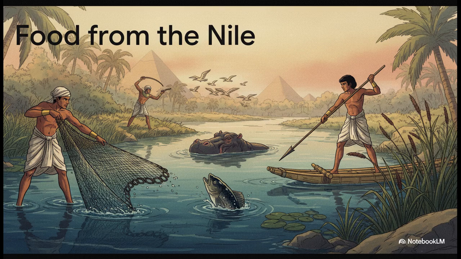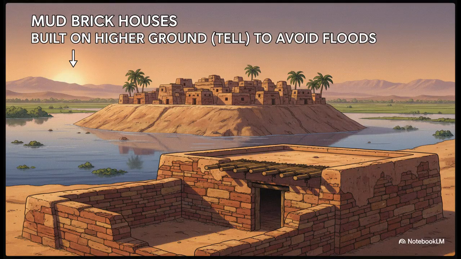Next up, question 15. What did the Egyptians use to build houses, and how did they protect their houses? Pause now. They used the mud from the Nile itself to make mud bricks for their homes. And to stay safe from those big yearly floods, they were smart enough to build their houses on higher ground, away from the river's edge.